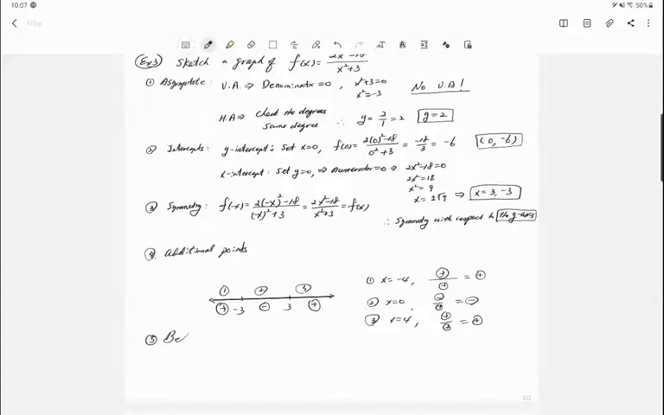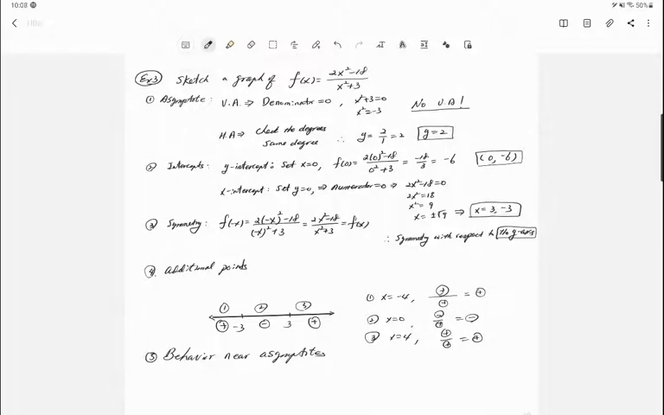Behavior near what? Asymptote. In this case, there's no vertical asymptote, so that is fine. As you see in x squared, this is not a vertical asymptote, so it's okay.